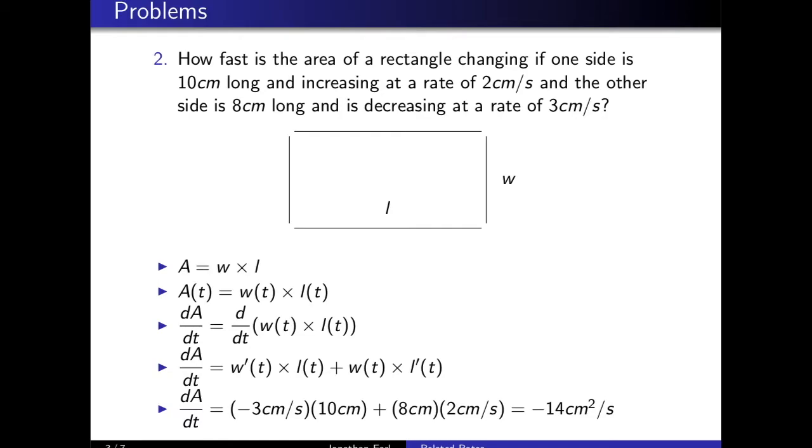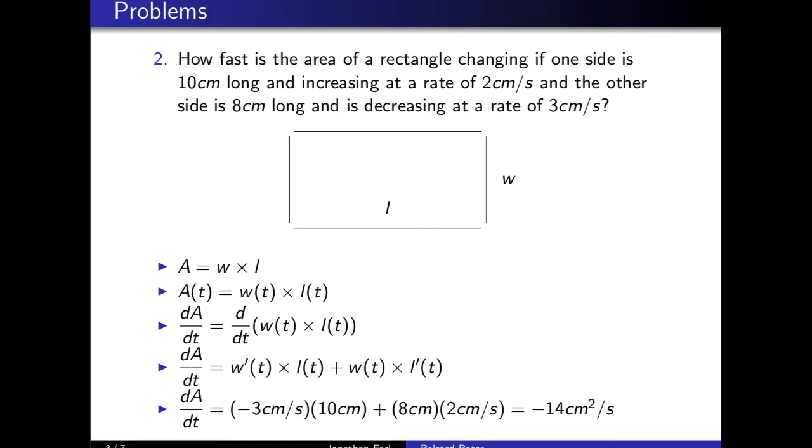Well, what we'll do here is start out by saying the area of our rectangle is given by the width times the length. And then we'll assume that both our length and our width are functions of time and changing. So we'll have that A of t is equal to w of t times L of t. And then again, we want to go and take the derivative of both sides with respect to t.